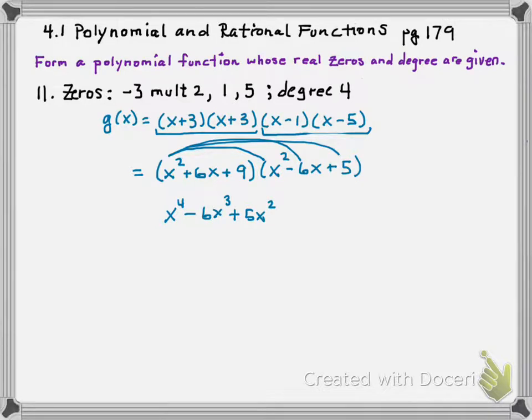That's good. Okay, and then I'm going to do the middle term here, this 6x times x squared. That will be 6x cubed. And then my 6x times my -6x, that's -36x squared. And then my positive 6x times my positive 5, that's plus 30x.